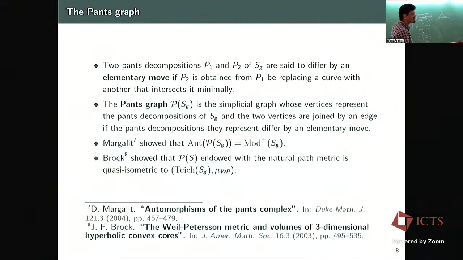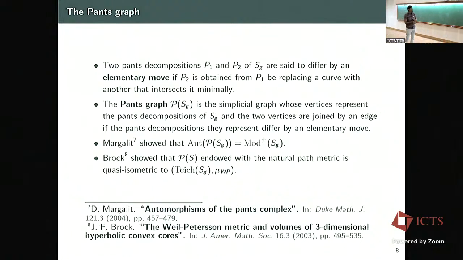First of all, it's a result of Dan Margalit, which showed that if you take the automorphism group of the Pants graph, which can be extended to a complex, but I'm only taking the one skeleton of it, it is equal to the extended mapping class group. So you take all automorphisms of the Pants graph, it's actually the extended mapping class group.